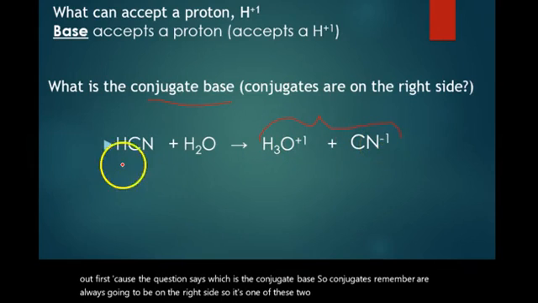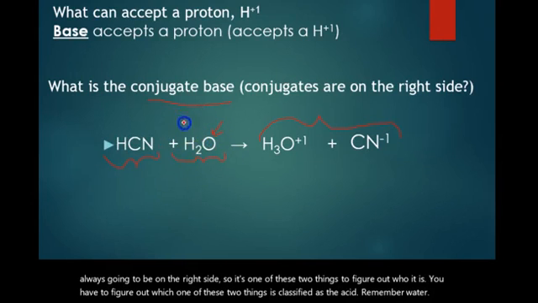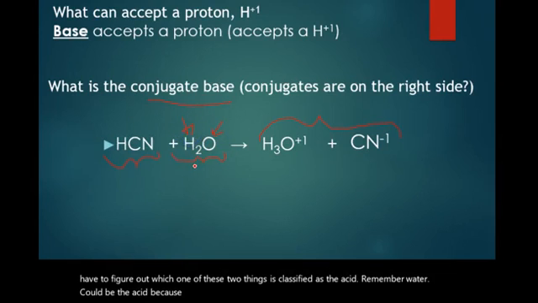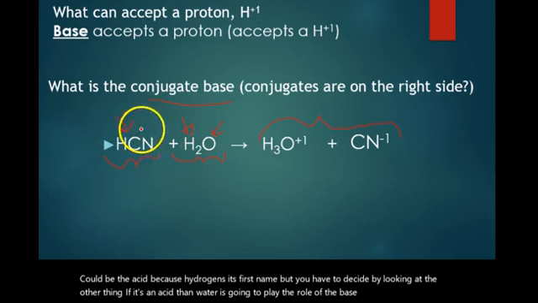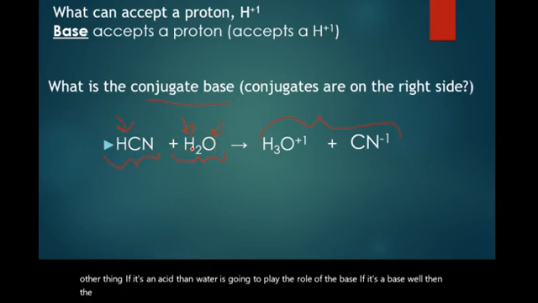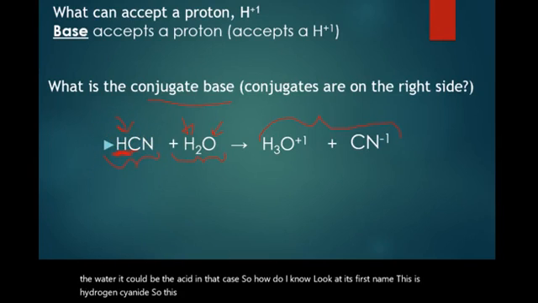To figure out who it is, you have to figure out which one of these two things is classified as the acid. Remember, water could be the acid because hydrogen's its first name, but you have to decide by looking at the other thing. If it's an acid, then water is going to play the role of the base. If it's a base, well, then the water could be the acid in that case. So how do I know? Look at its first name. This is hydrogen cyanide. So this thing right here is your acid.